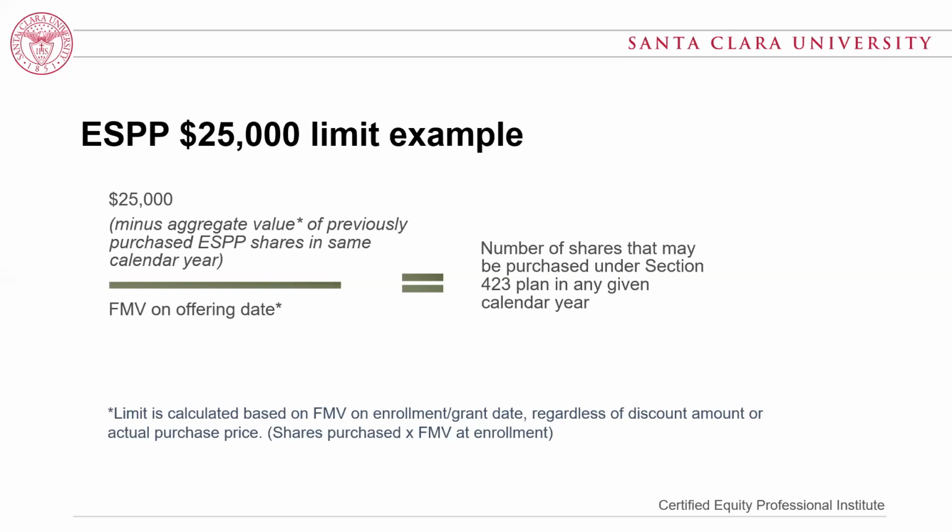It's also based on the right to participate over the course of the year, not just the purchase in a calendar year. So a participant could have the right to buy more than $25,000 worth of stock in a single offering period if the offering period extended over multiple calendar years.